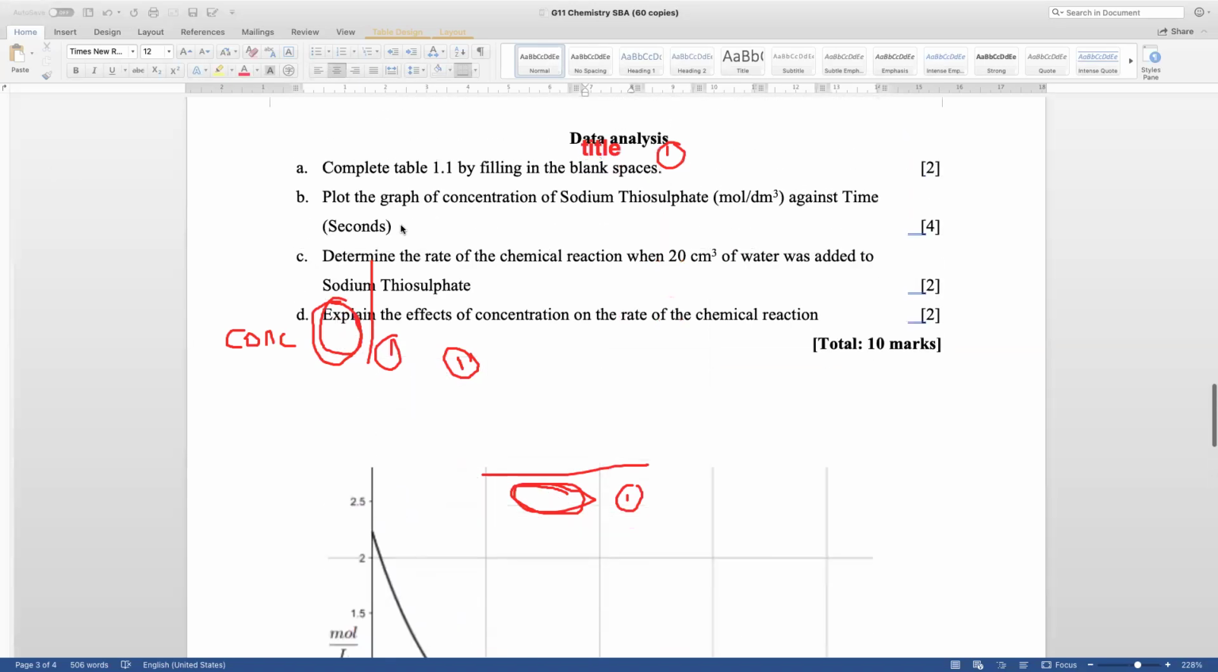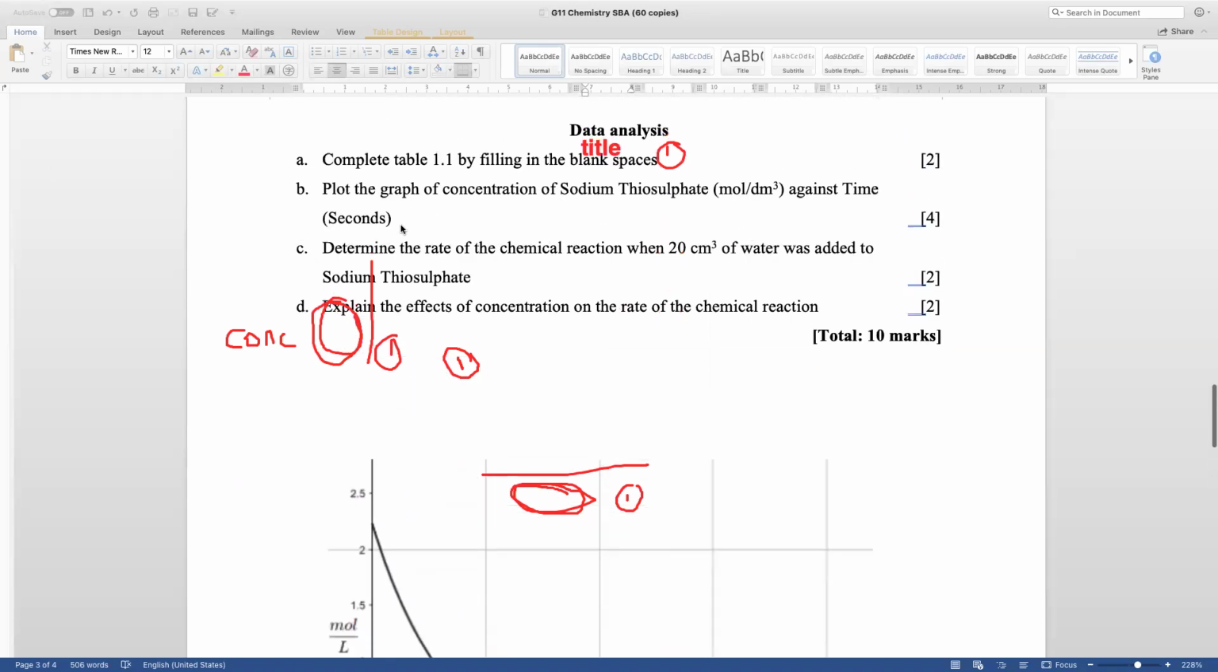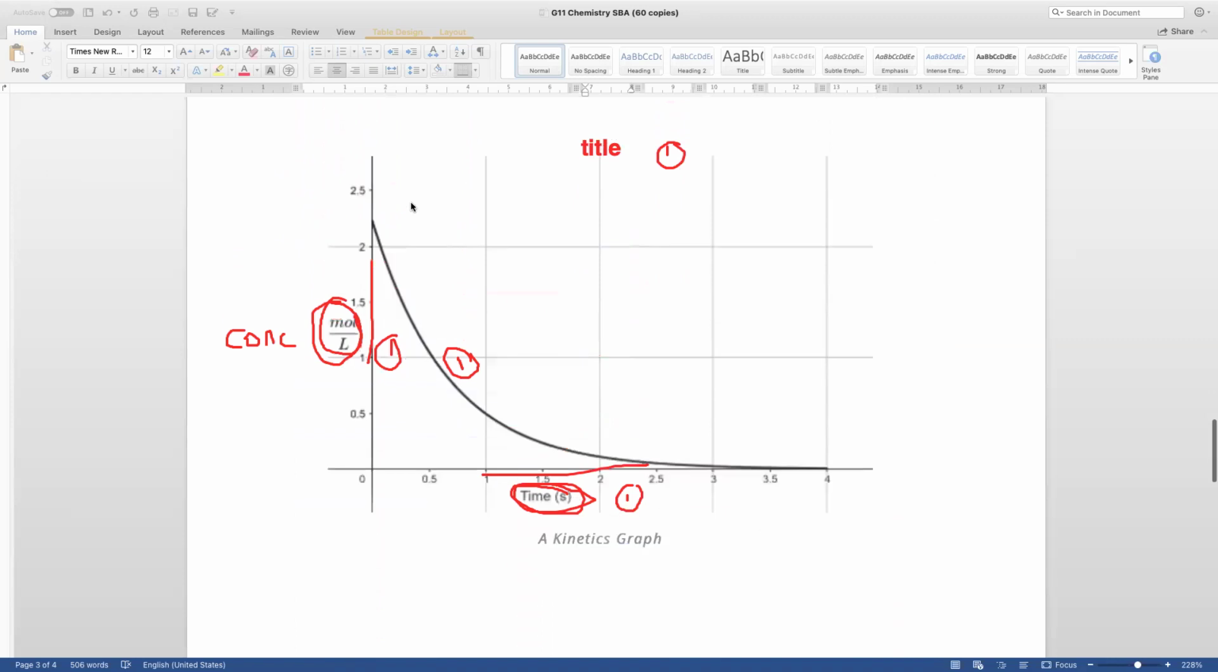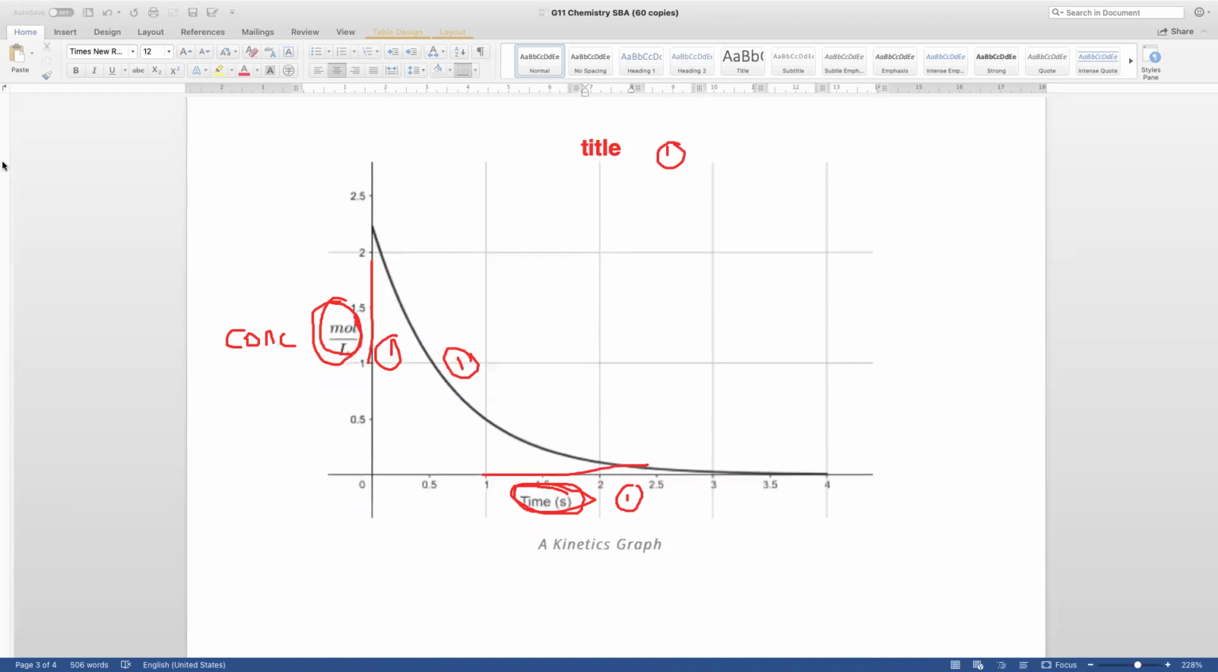But this one again says, determine the rate of a chemical reaction when 20 mL of water was added. I'm going to use this graph. It's different. I cannot use the actual graph for the question because some of the students might have not done this question. So how do you do it?